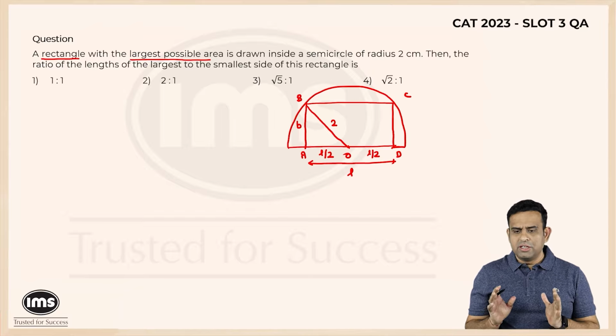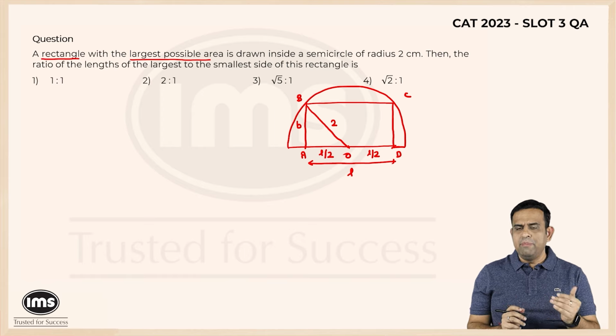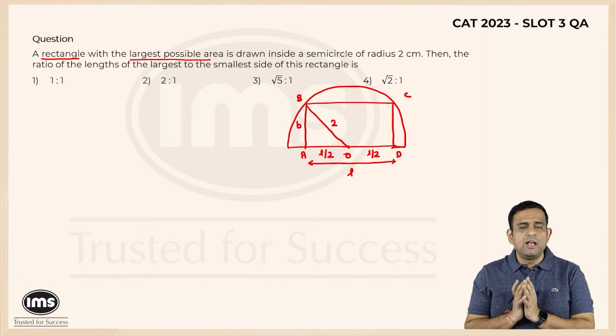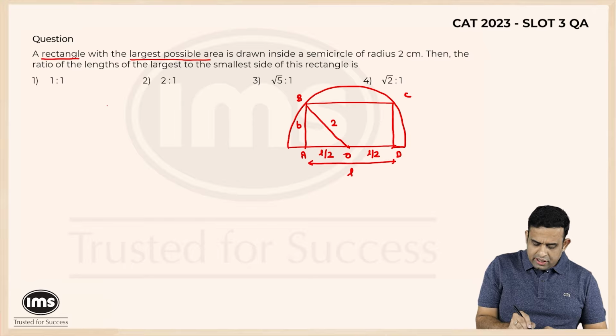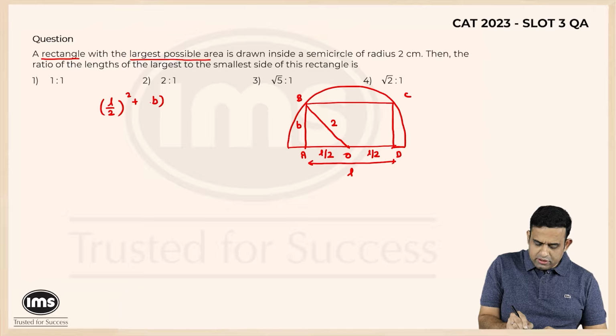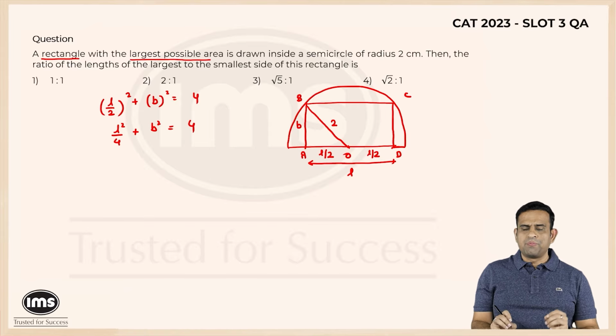So first of all, can I relate L, B and some number? And the answer is, with the help of Pythagoras theorem, we can connect L, B and the radius. So one can say (L by 2) square plus B square should be equal to 2 square, or one can say 4. So what do we have? L square by 4 plus B square is equal to 4, given to us.